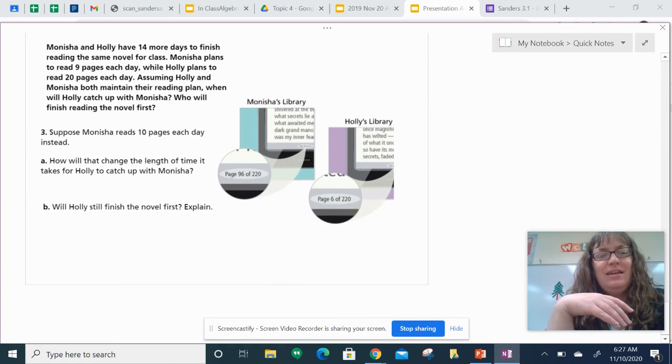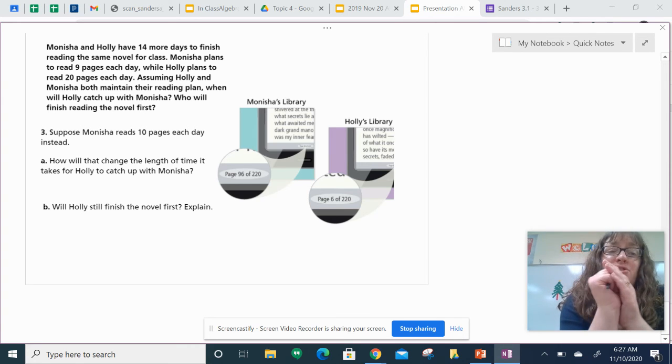All right, finally, we're going to look at a word problem that we could use systems to help us solve. It says Monisha and Holly have 14 more days to finish reading the same novel for class. Monisha has made a plan to read 9 pages each day, while Holly plans to read 20 pages each day. Assuming Holly and Monisha both maintain their reading plan, when will Holly catch up with Monisha? Who will finish reading the novel first?